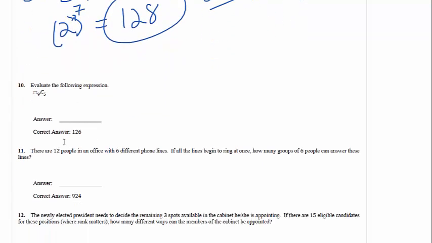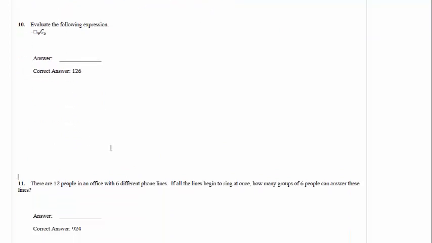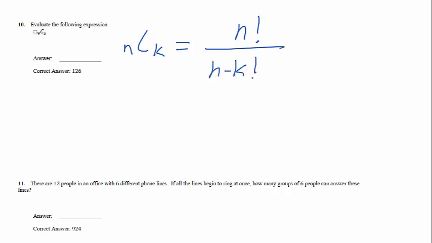Excellent. Evaluate the following expression. Combinations. This doesn't need to get out of hand here. Remember that our expression for nCk is equal to n factorial over n minus k factorial. Remember where the parentheses are, times k factorial. And so here we're just going to plug and play, where the n is equal to 9 and the k is equal to 5.